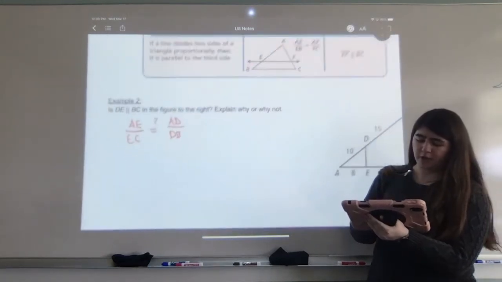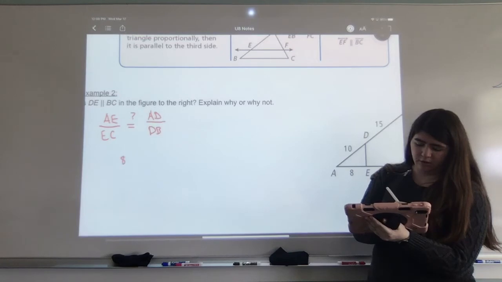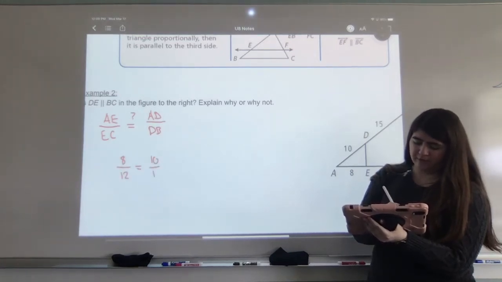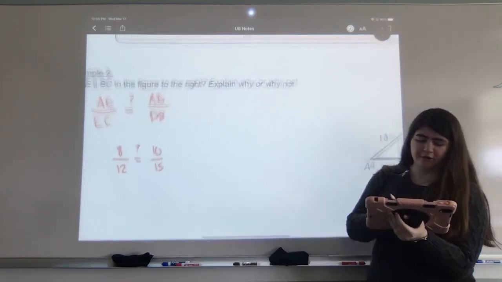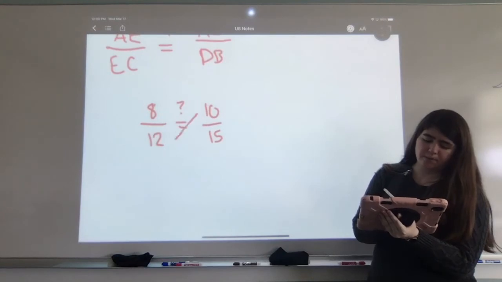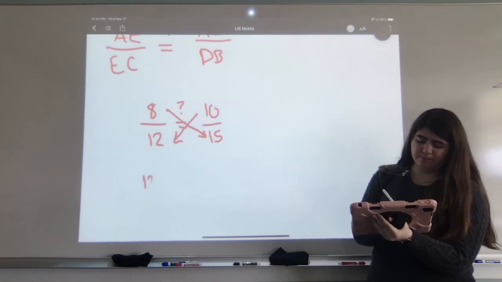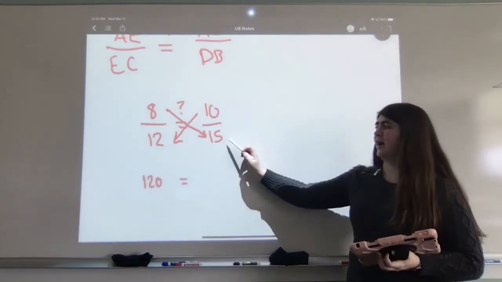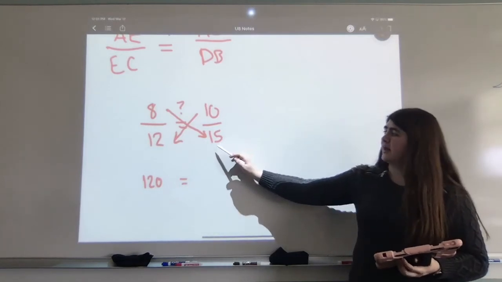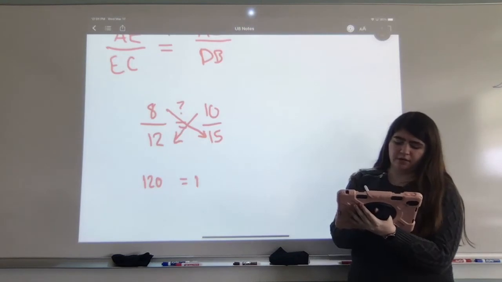So I'm going to now plug in my numbers. So I have 8 over 12 is equal to 10 over 15, possibly, we're not sure yet. I'm going to solve using the cross products on this one. So I'm going to multiply across the diagonals. 10 times 12 is 120. And then we have 8 times 15. 8 times 5 is 40. 8 times 10 is 80. 80 plus 40 is 120, so this does check out.